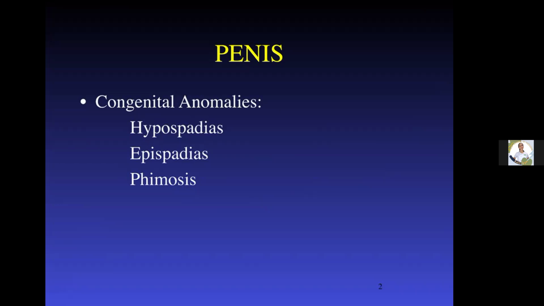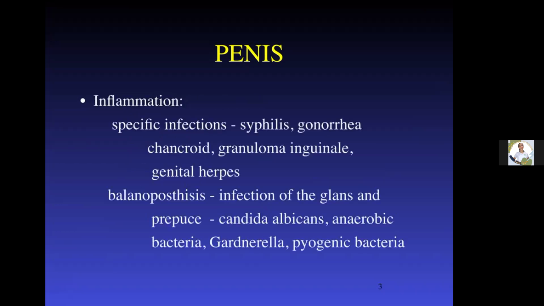The next is inflammation. Inflammation of the penis includes specific infections secondary to syphilis, gonorrhea, chancroid, granuloma inguinale, and genital herpes. Balanoposthitis is an infection of the glans and prepuce, which is secondary to Candida albicans, anaerobic bacteria, Gardnerella, and pyogenic granuloma.